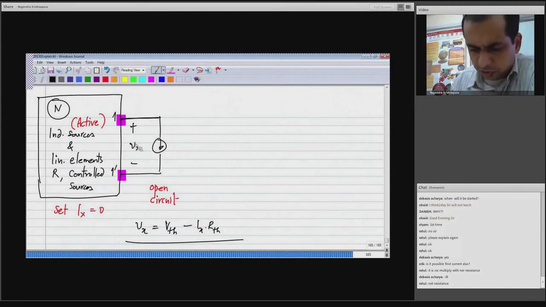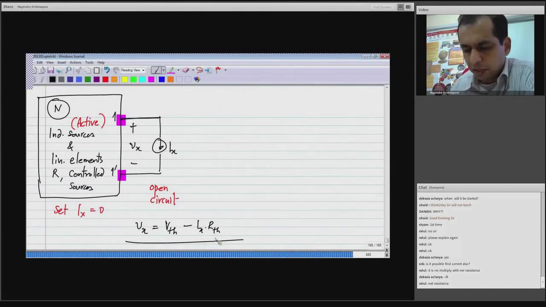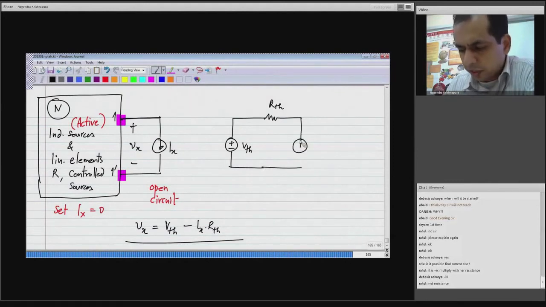So this is Vx in the complete circuit. Now the network is active and the load current is connected to it, this Ix. Because Vx is in this form, it's very easy to see that this can be generated by having a voltage source VTH and a resistance RTH in series with it. If I connect the current source Ix here, you will very easily see that all of this Ix will flow through RTH.